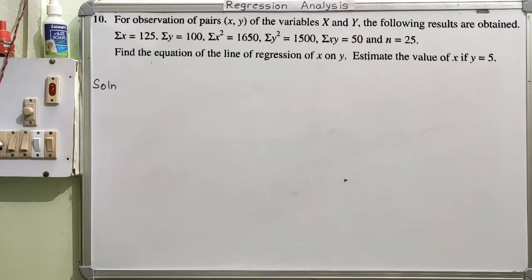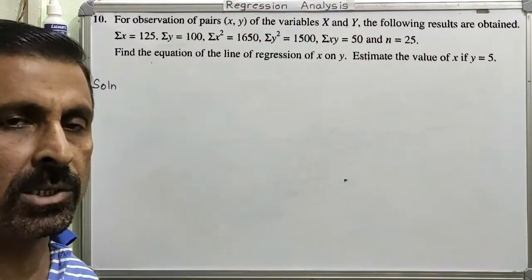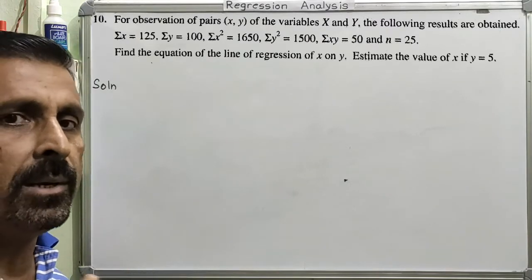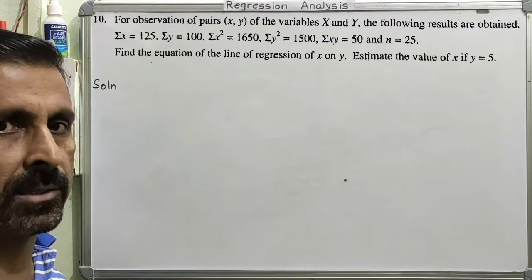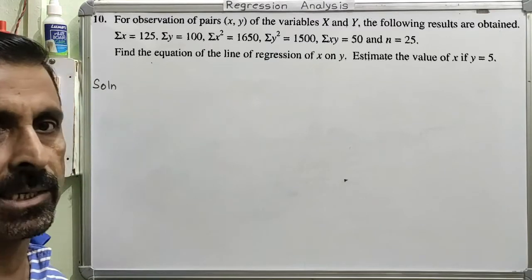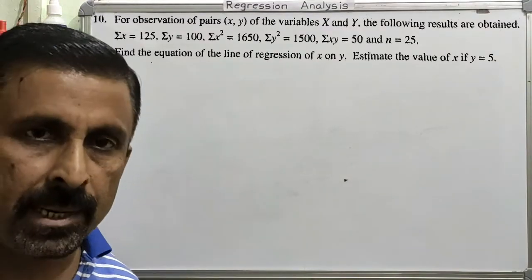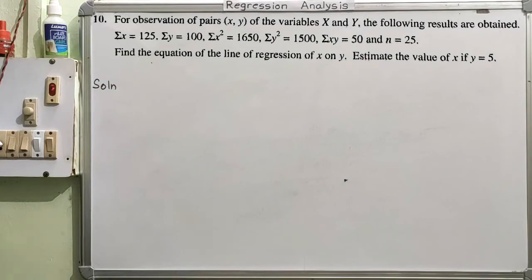Now there are two parts of this question. First part is find the equation of the line of regression of x on y. So it is specified. This is made very clear which equation you have to form. You have to form the equation of line of regression of x on y. So first of all, our focus will be to calculate the line of regression of x on y. And another part is find the value of x if y is equal to 5. Okay. So we will begin this question.